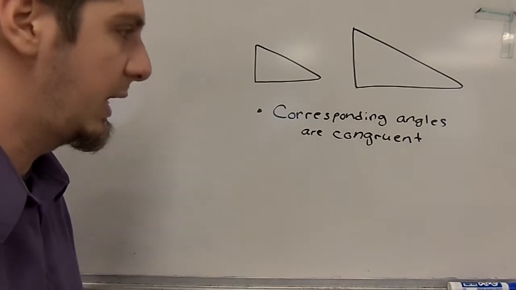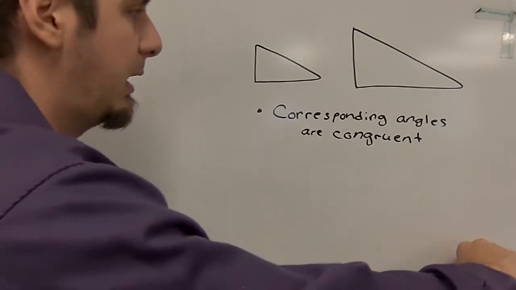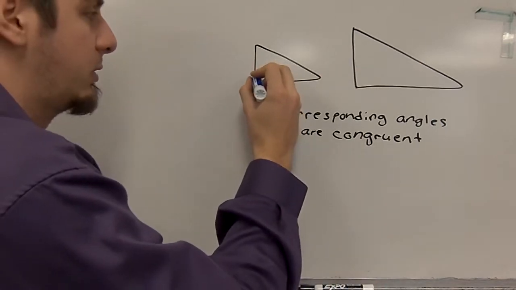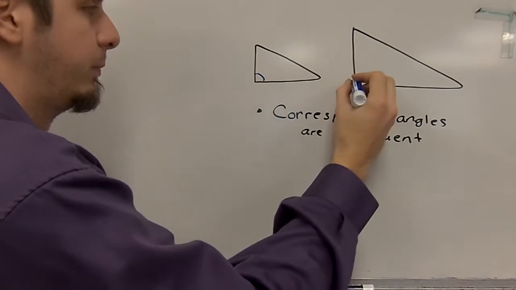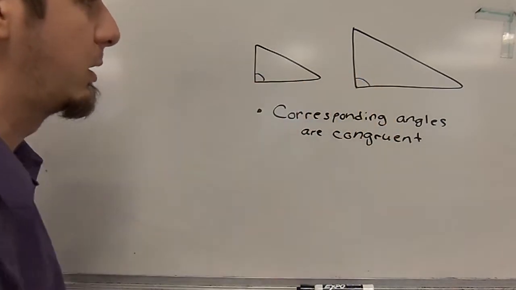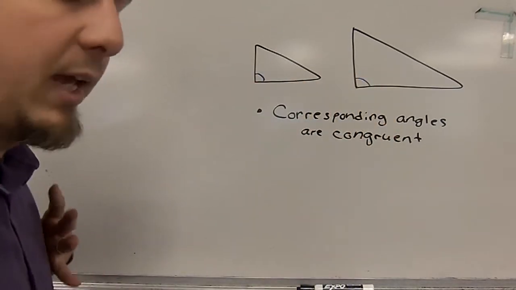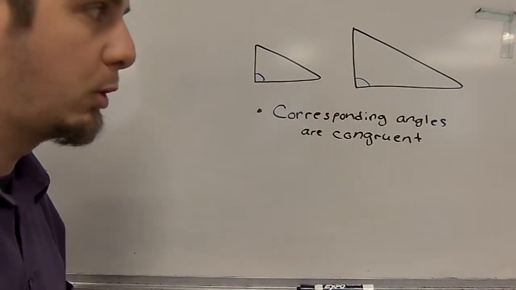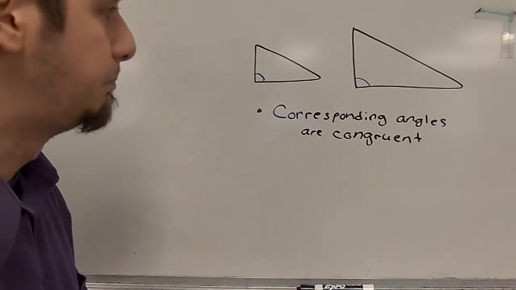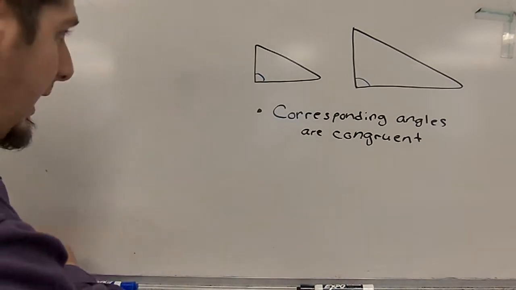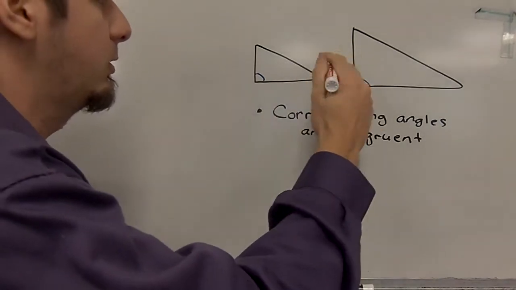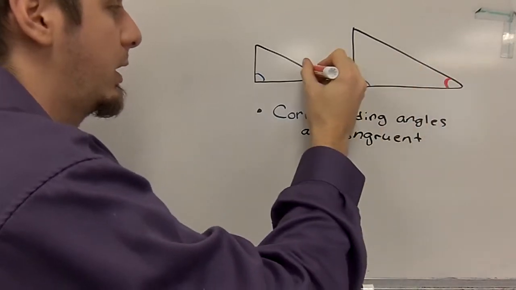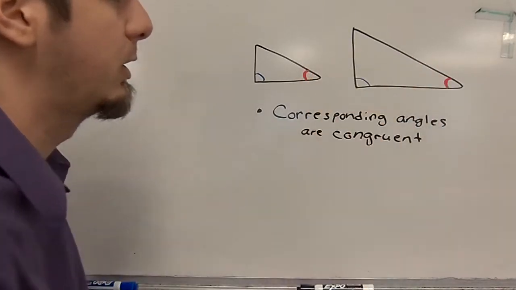When I say corresponding angles, I'm talking about, for example, a pair of corresponding angles in these two triangles would be the bottom left angle. These two are corresponding because both of these angles are in the same place on these two different figures. They're both in the bottom left corner. Another pair of corresponding angles would be the bottom right corner. They both have a bottom right corner, so these angles here are corresponding.